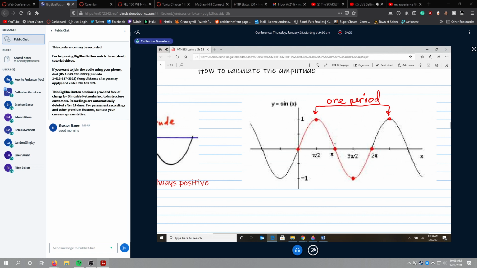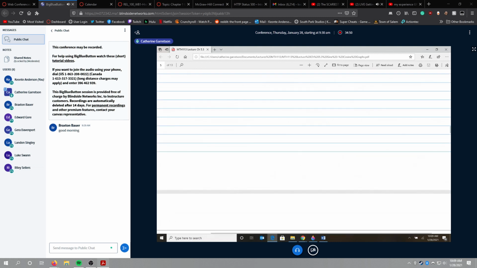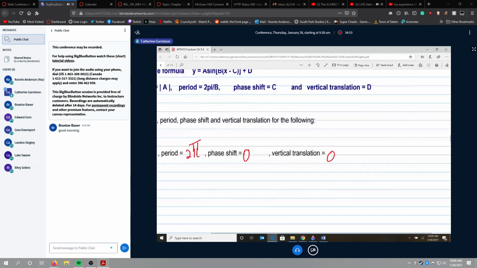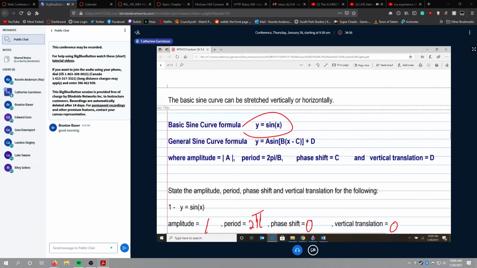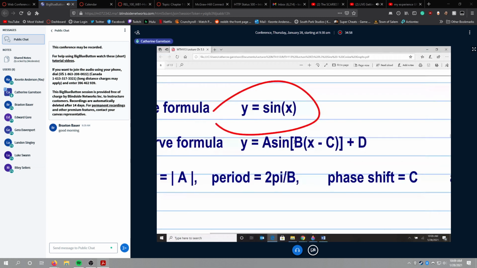It would no longer be 2 pi. It would be shorter. I could also stretch it out horizontally, and it would increase the period, and it would take longer to repeat itself. So how that is done is by multiplying the angle by a coefficient. So if the angle has a coefficient, it's changing the period. And we have a formula that's going to predict how it changes it.